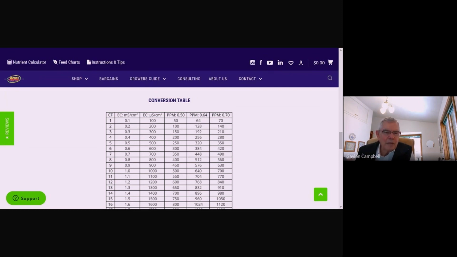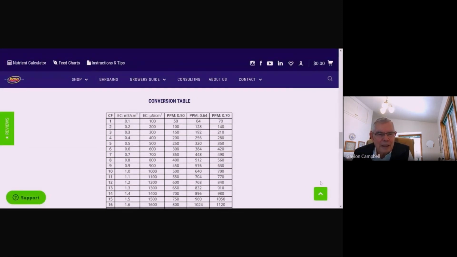So it depends on the salt that's in there, but it's not a difficult thing to determine that relationship. You just mix up a few different solutions and measure their electrical conductivity, and you can work it out for whatever solution you happen to be working with.